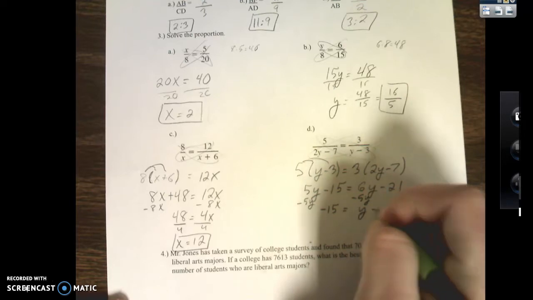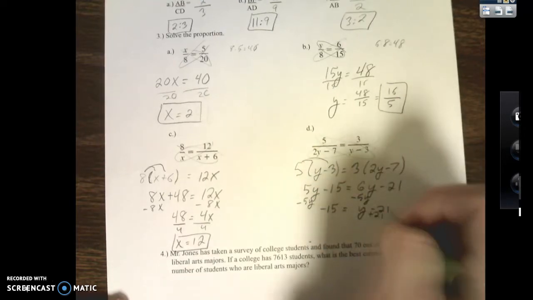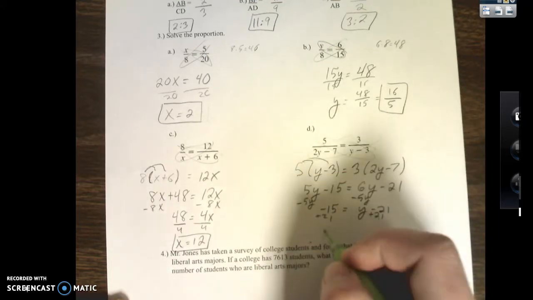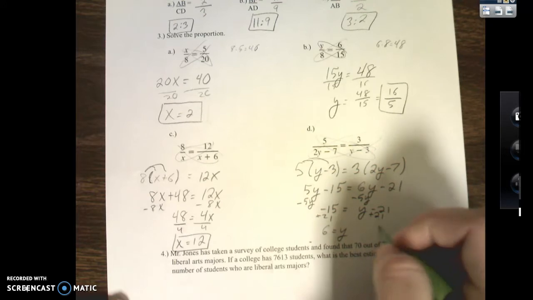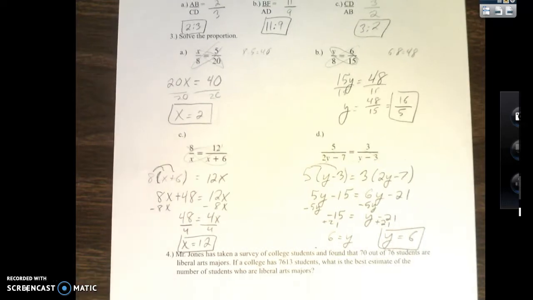Negative 15 equals y minus 21. I'm going to add 21 over. Please be careful with your signs. Uh-oh, what's 21 minus 15? 6. So y equals 6. Okay. Definitely a little bit more involved there, a few more steps, but you can see we're gradually growing to where we want to be.